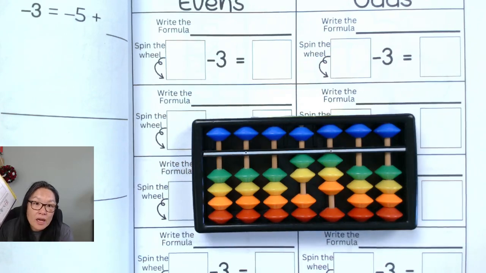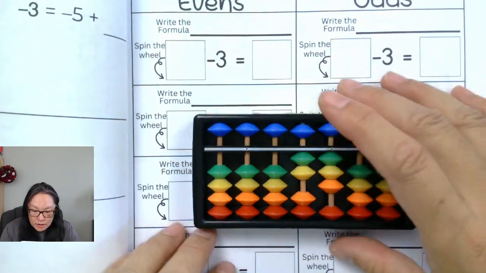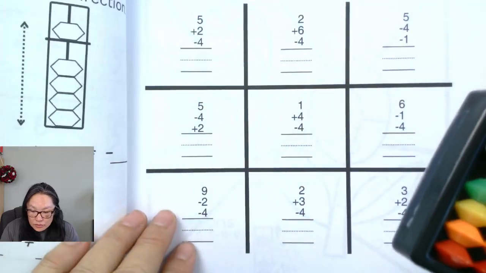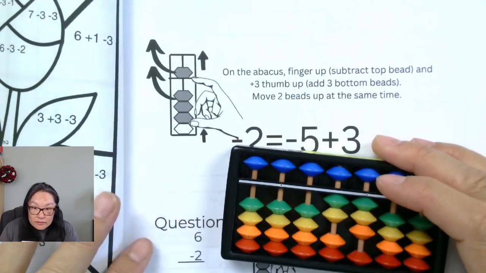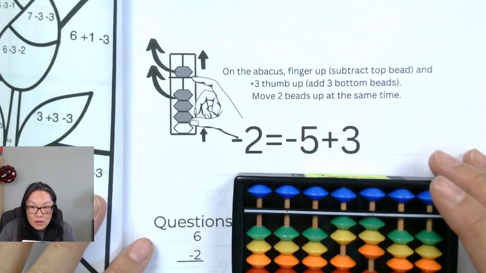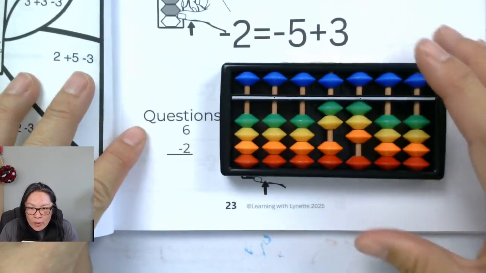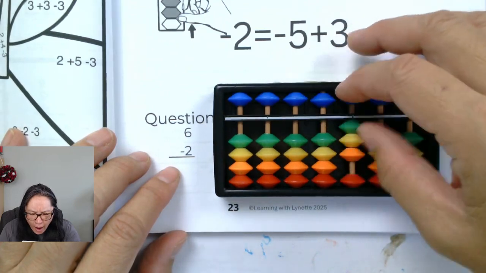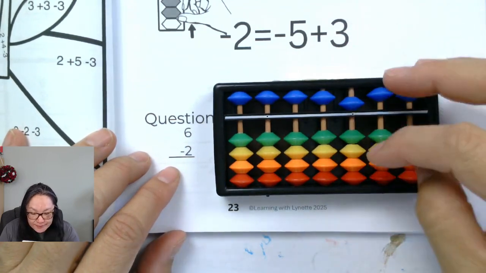Okay? How are we doing? We're all right? And then we do it again. Minus 2. The question is 6.